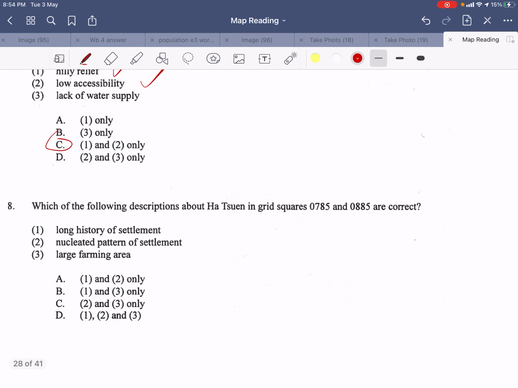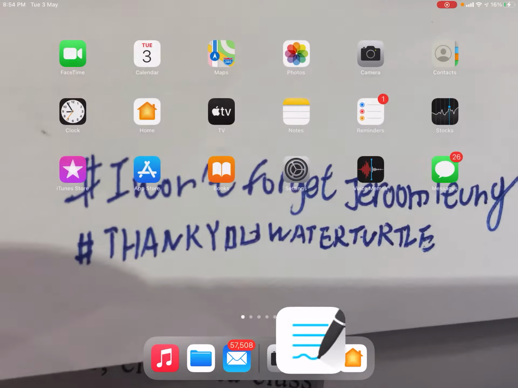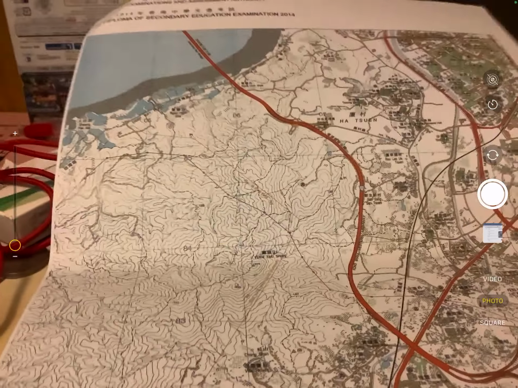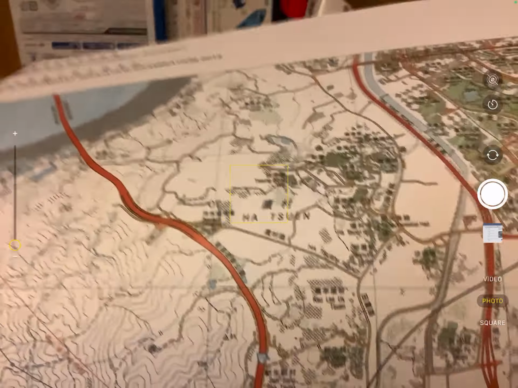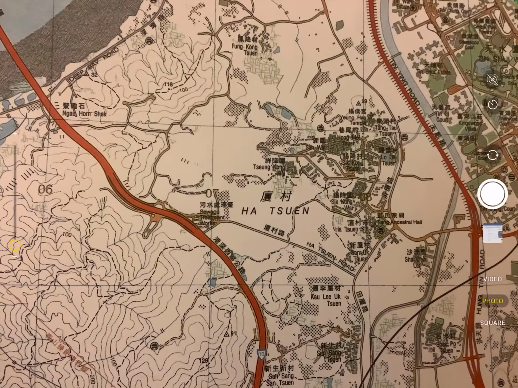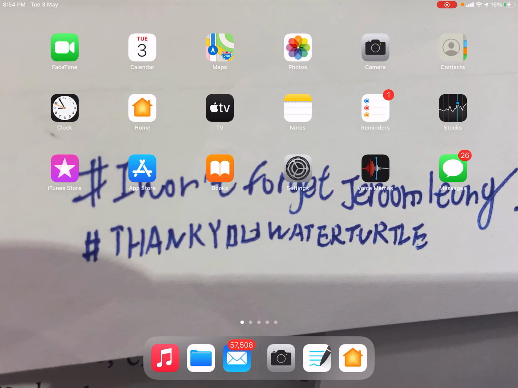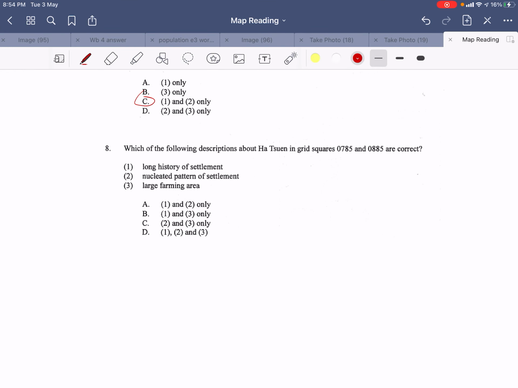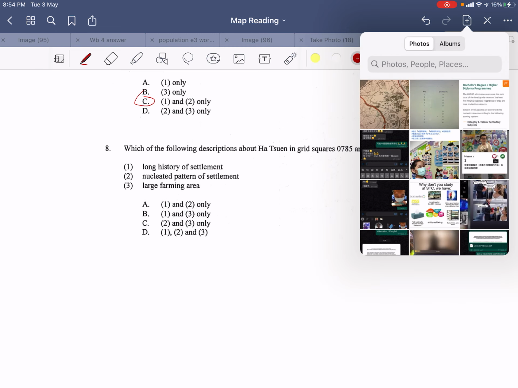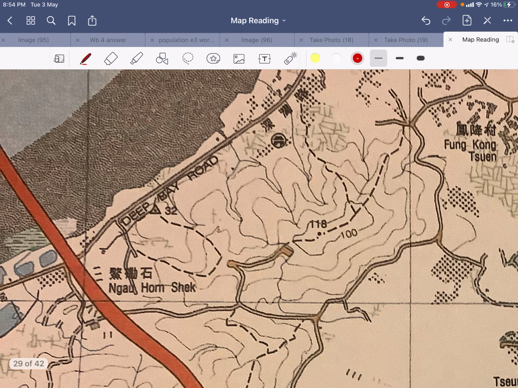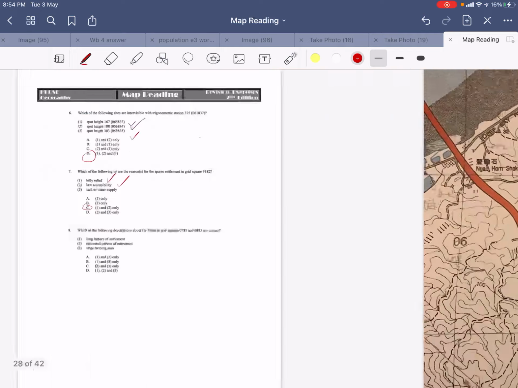Okay, and then let's move to number 8. Which of the following about Hachun of the grid squares 0785 and also 0885 are correct, which is right here. Wait a minute. Okay, what is it talking about? Can you see? Okay, Hachun right here. So what can you see?